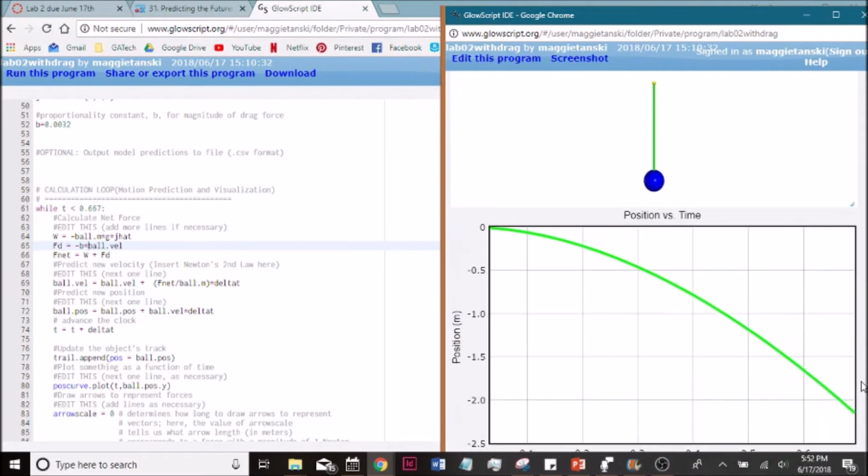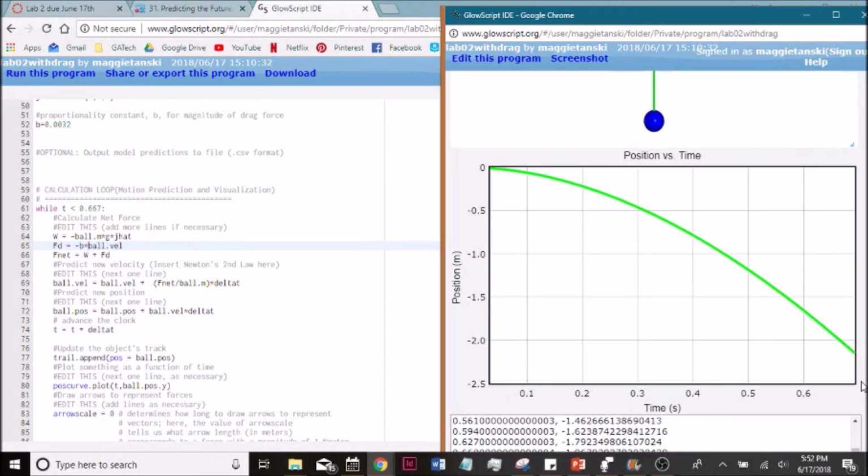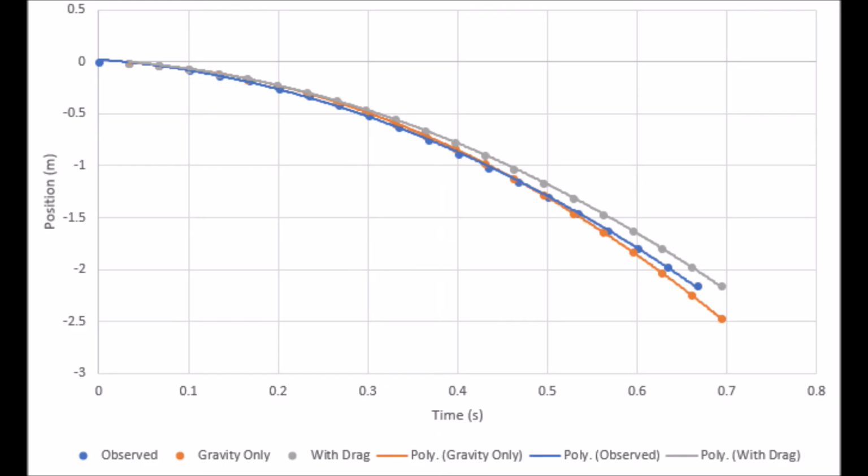Again, the position versus time graph that is generated is very similar to the previous two, but we will again turn to Excel to see them all together. The third line is initially similar to the other two, but diverges from the observed motion about halfway through.